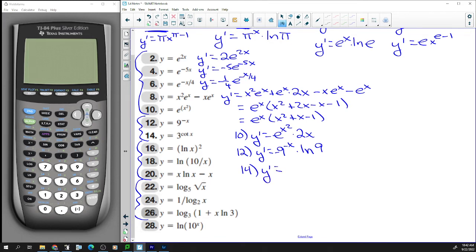14, y prime is 3 to the cotangent of x times the natural log of 3. So that's the derivative of the exponential part. You write the same thing and then times the natural log of the base. We actually do the same thing with e to the x, but natural log of e is 1. So that's a waste of time.